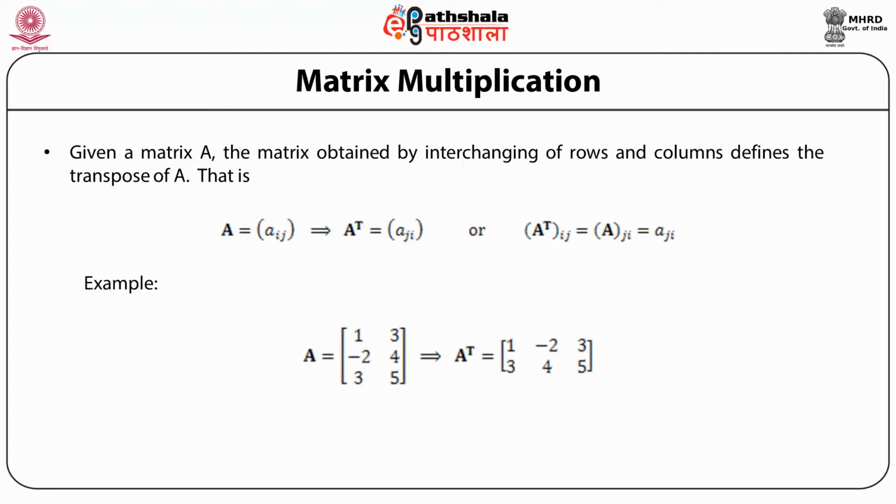For example, if A is a 3 cross 2 matrix given by the first row being 1, 3, the second row being minus 2 and 4, and the last row being 3 and 5, then the transpose of A, At, will be a 2 cross 3 matrix with the first row being 1, minus 2 and 3, and the second row being 3, 4 and 5.